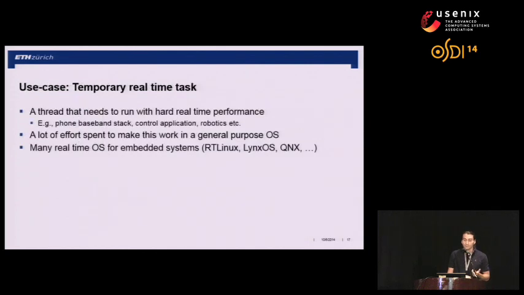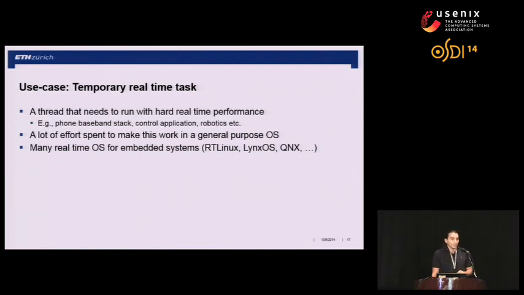So another use case would be, for example, temporarily running a real-time task in our system. Typically, we have to do this if, for example, we need to have a phone baseband stack, or we have some controlling applications in robotics. And in general, a lot of time and effort is spent to make this work in a general purpose OS. And still, many people rely on a real-time operating system to do these things.